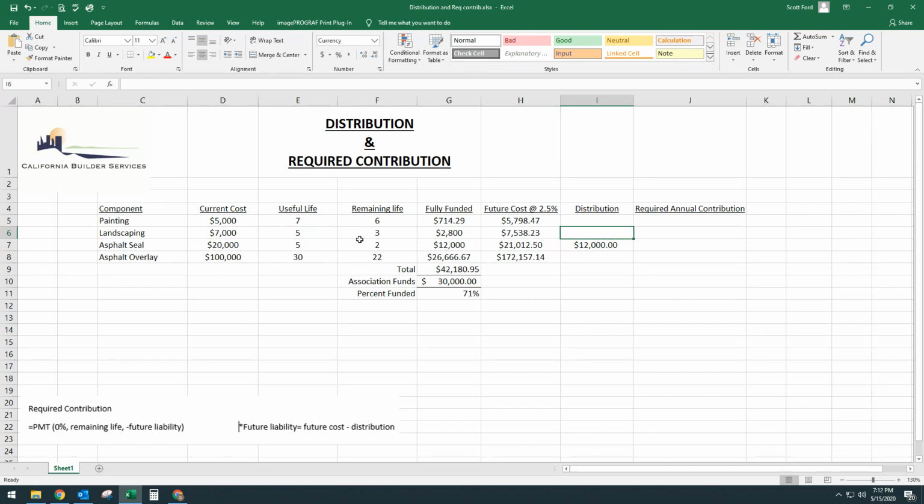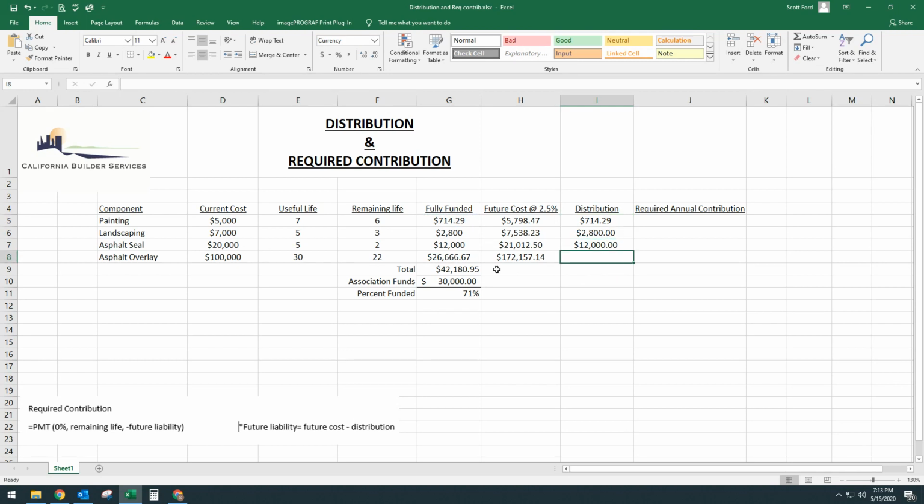So the next item in line with the remaining life is going to be landscaping. We're going to equal that fully funded amount. And I'm keeping track. Obviously, when we do this in a real reserve study, we have software that does this for us. But in Excel, you're just going to keep track of how much you're putting in, because we know we're going to run out. The association only has 30,000. We've already given 12 to asphalt sealing and 2,800 to landscaping. Okay, next in line is painting. We're just going to copy that fully funded amount over.